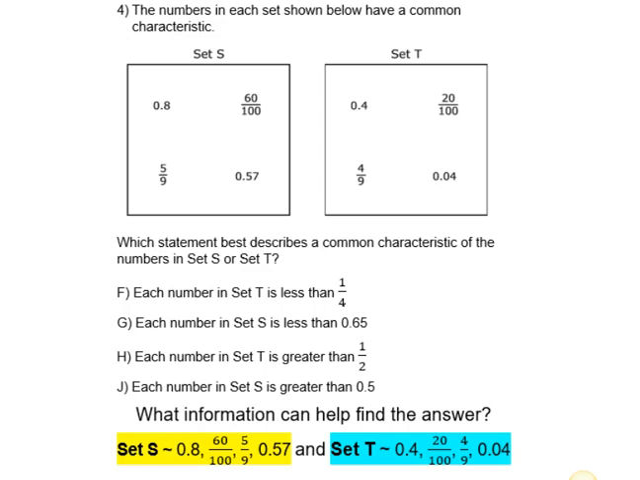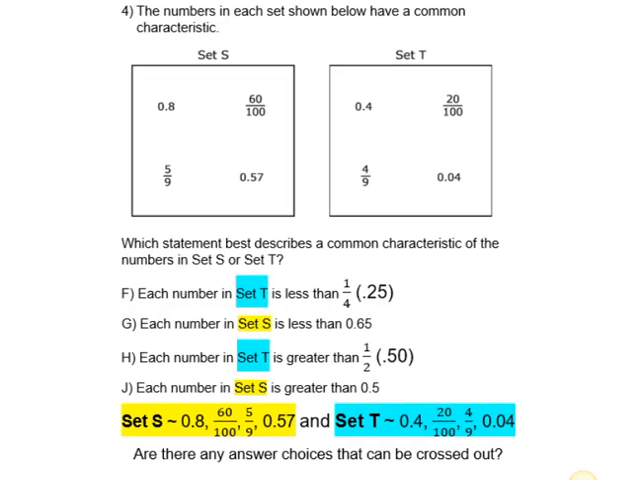So for set S, again, we have 0.8, 60 over 100, 5 over 9, and 0.57. And for set T, we have 0.4, 20 over 100, 4 over 9, and 0.04. This information can help us find the answer. Are there any answer choices that can be crossed out? An easy way to figure out what answer choices may be able to be crossed out is to take a look at each answer choice and compare it to the numbers in that set.